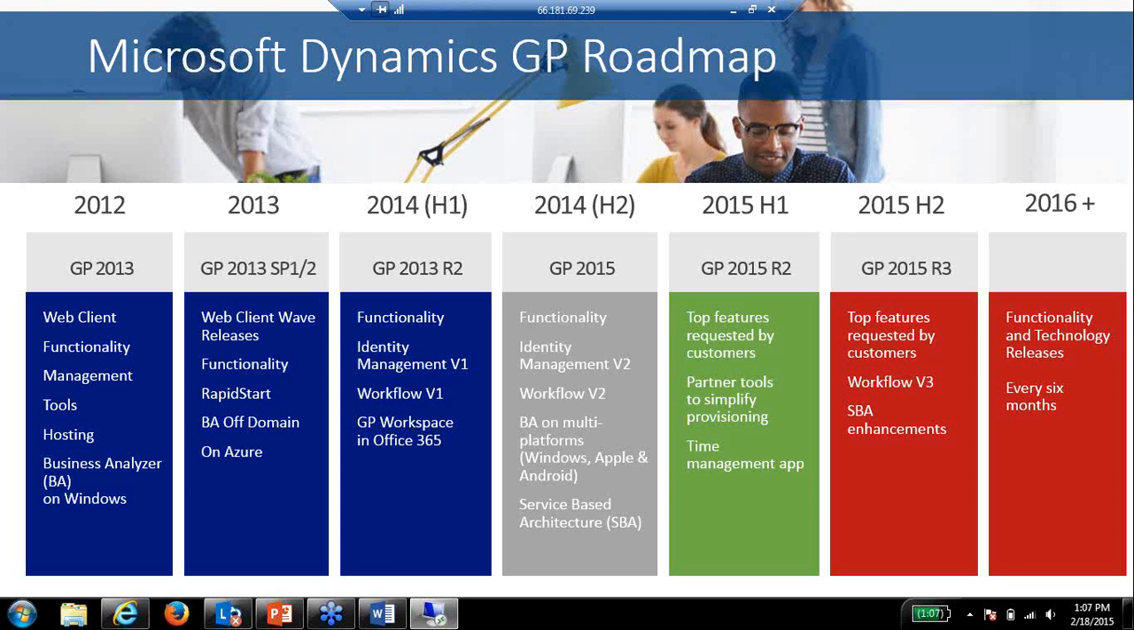So now what I wanted to talk about then is the release of GP 2015. There were significant functionality changes, many of which we'll talk about today. The idea of identity management continues to evolve. You'll notice with the release of Dynamics GP R2, we mentioned Workflow V1, and version 2 of Workflow is even more expansive, and we are going to take some time to not only talk about that but give you a look at it.